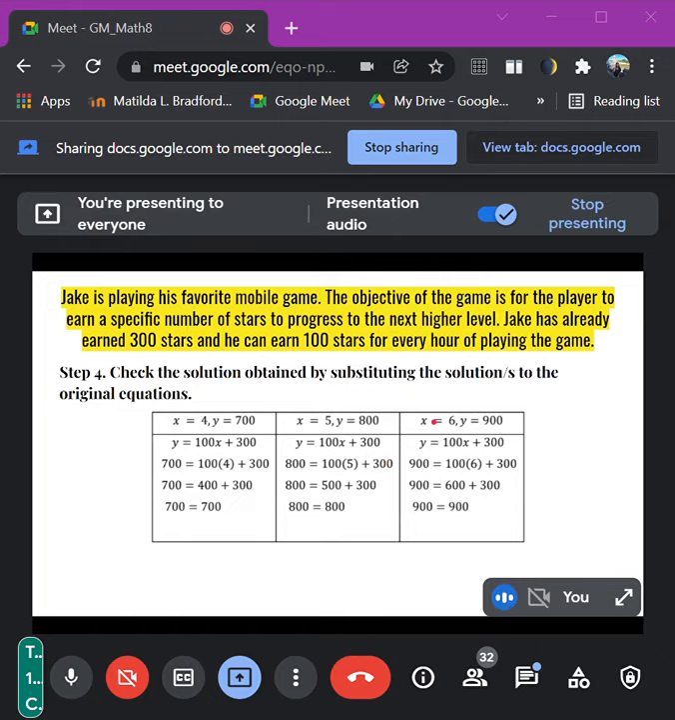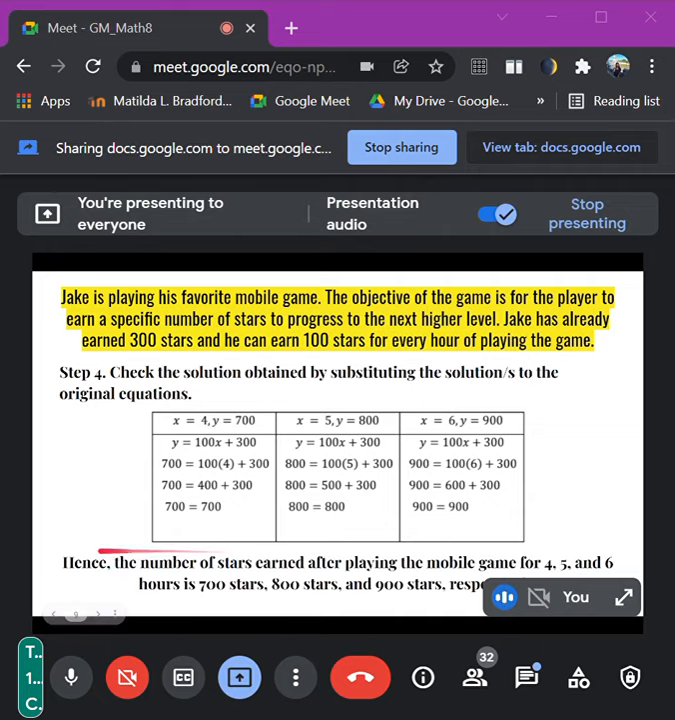And then, for x, the number of hours, which is 6 hours, you have y is equals to 900. Substitute: 900 is equals to 900. So, meaning to say, the number of stars earned after playing the mobile game for 4, 5, and 6 hours is 700 stars, 800 stars, 900 stars, respectively. So, that is how you're going to solve problems involving linear equations in 2 variables.